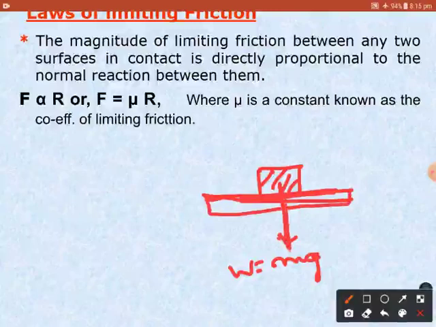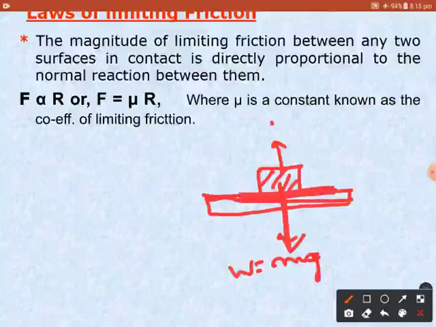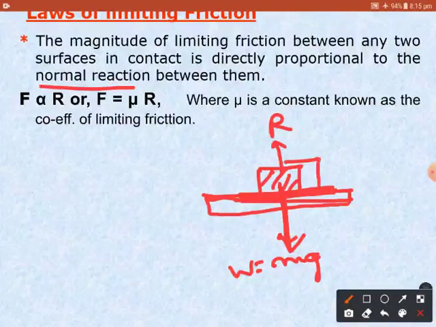If you take this as an action, then by Newton's third law there will be an equal and opposite reaction. That reaction perpendicular to the surface we call the normal reaction, and it is denoted by capital R. Normal, why? Because it is perpendicular to the surface. Got it? So as per the laws of limiting friction, the magnitude of the limiting friction is directly proportional to this normal reaction.